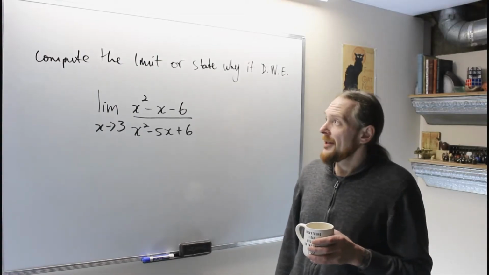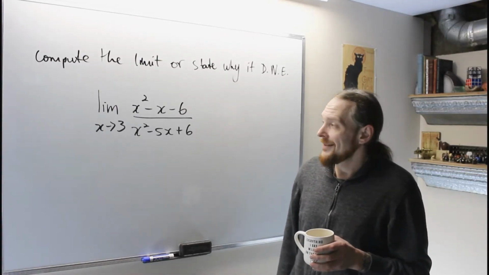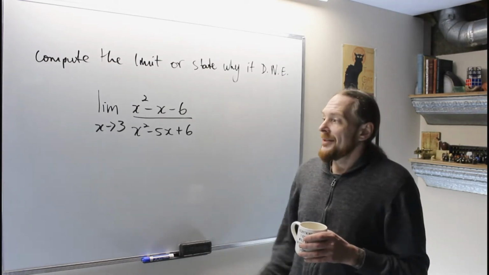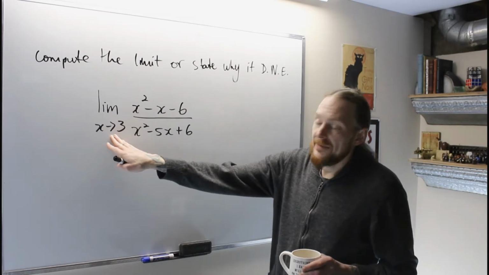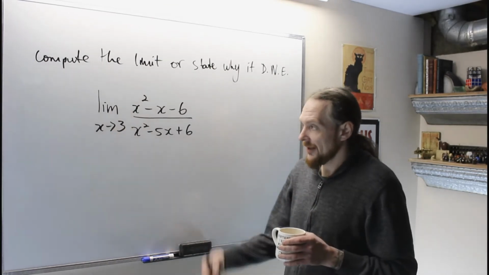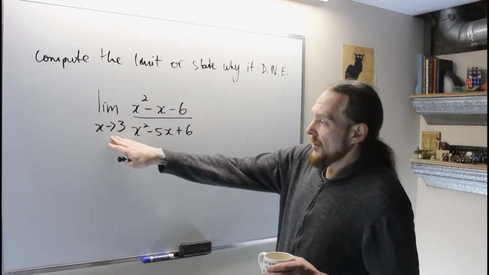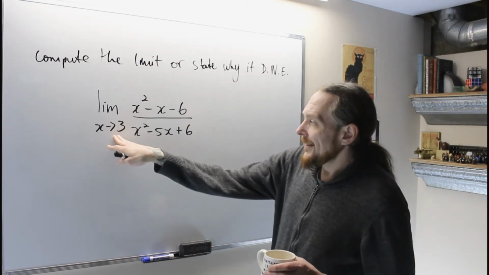Alright, this time we're going to compute a limit. So basically, the definition of limit is we're going to get closer and closer to 3 from both sides. In this one it's fairly simple. We'll start off and then we'll get more complicated as we go. But we want to try and approach 3 and see if there's a problem.